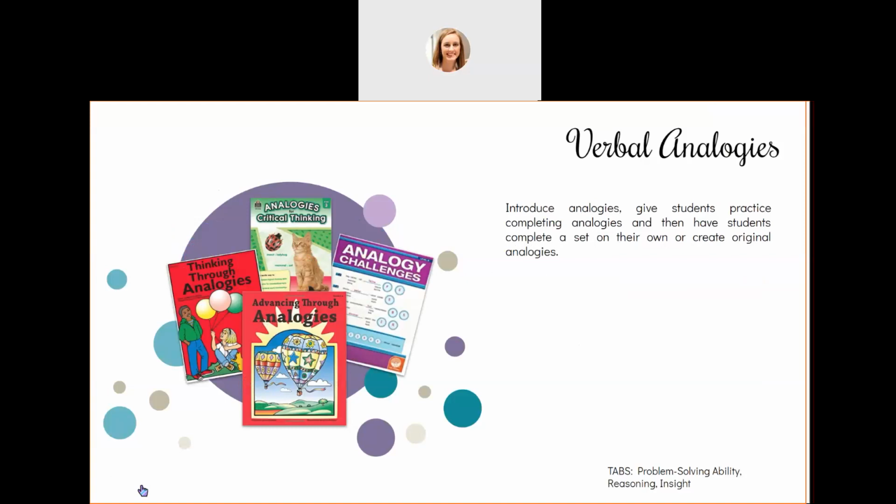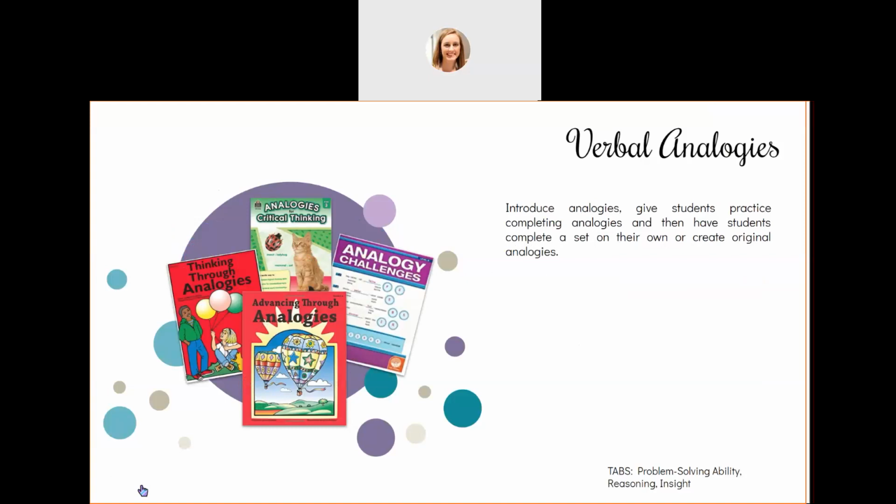And then verbal analogies. So same thing, introduce the analogies, give students some practice completing the analogies, and then have them complete a set on their own or create original analogies. And so these are a few books that could be purchased. I have used the Thinking Through Analogies and the Advancing Through Analogies, and then Mindware offers the analogy challenges.